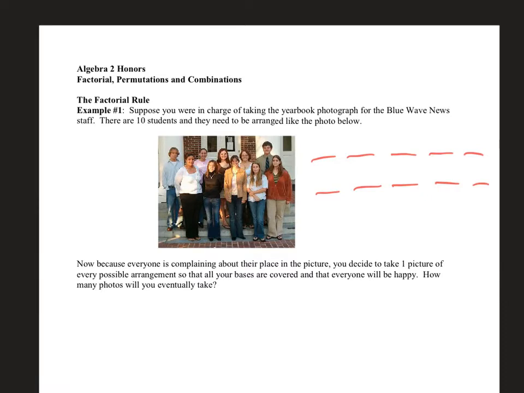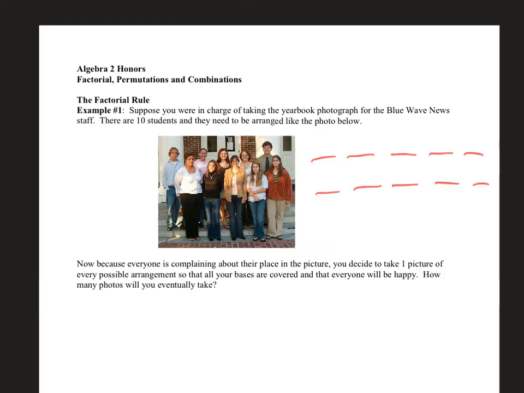So it says, now, because everyone is complaining about their place in the picture, you decide to take one picture of every possible arrangement so that all your bases are covered and that everyone will be happy. How many photos will you eventually take?